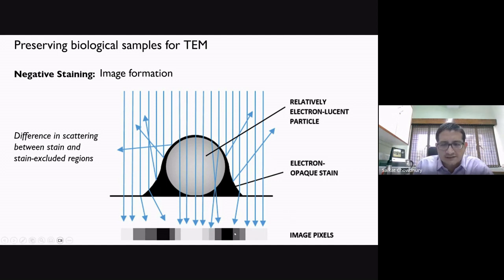And because of this scattering in the bottom, you have a lot of constructive and destructive interference, which eventually gives rise to a contrast. That's basically the scattering happening from the stained area and the stain-excluded area, and the interference between these scattered waves is what gives rise to these contrasts. And that's how you get this kind of grayscale contrast in your EM micrograph. So you're essentially imaging the stain-excluded regions in the case of a negative stain.